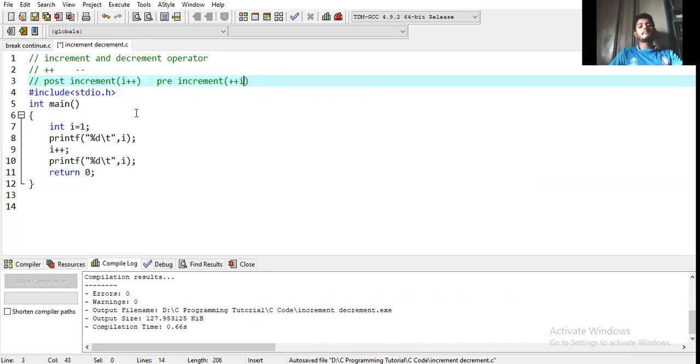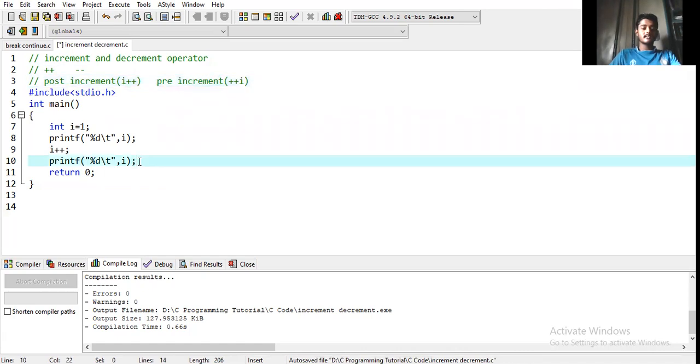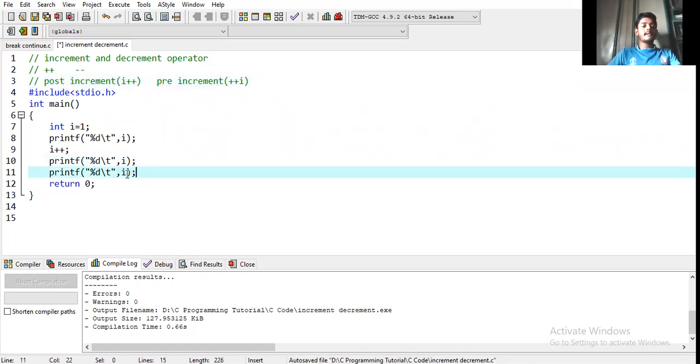Post-increment means the value of the variable will be used first and then it will be incremented by 1. And pre-increment means the value of the variable will be incremented first, then it will be used. So how does it work? Let's see. We are printing i plus plus. Here I have used the post-increment operator.